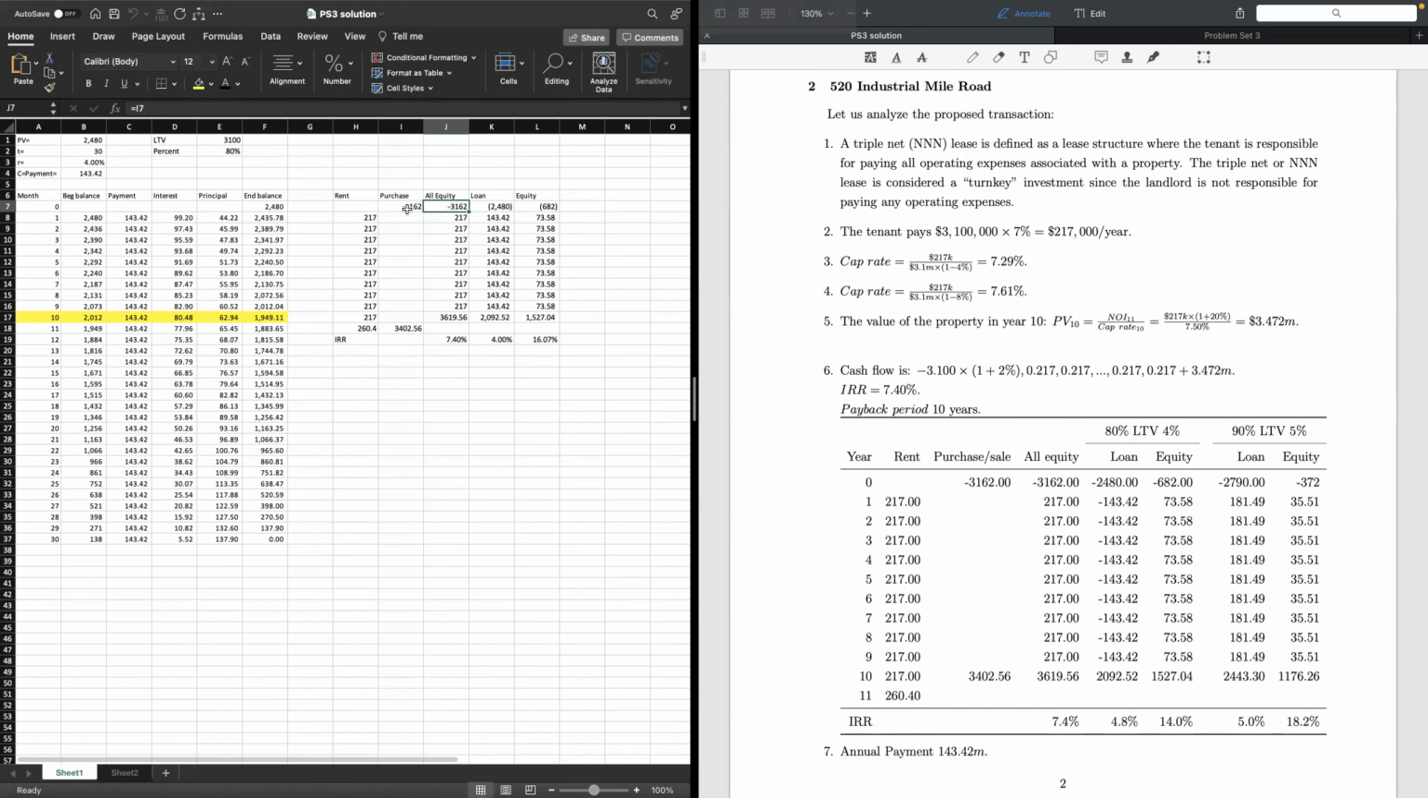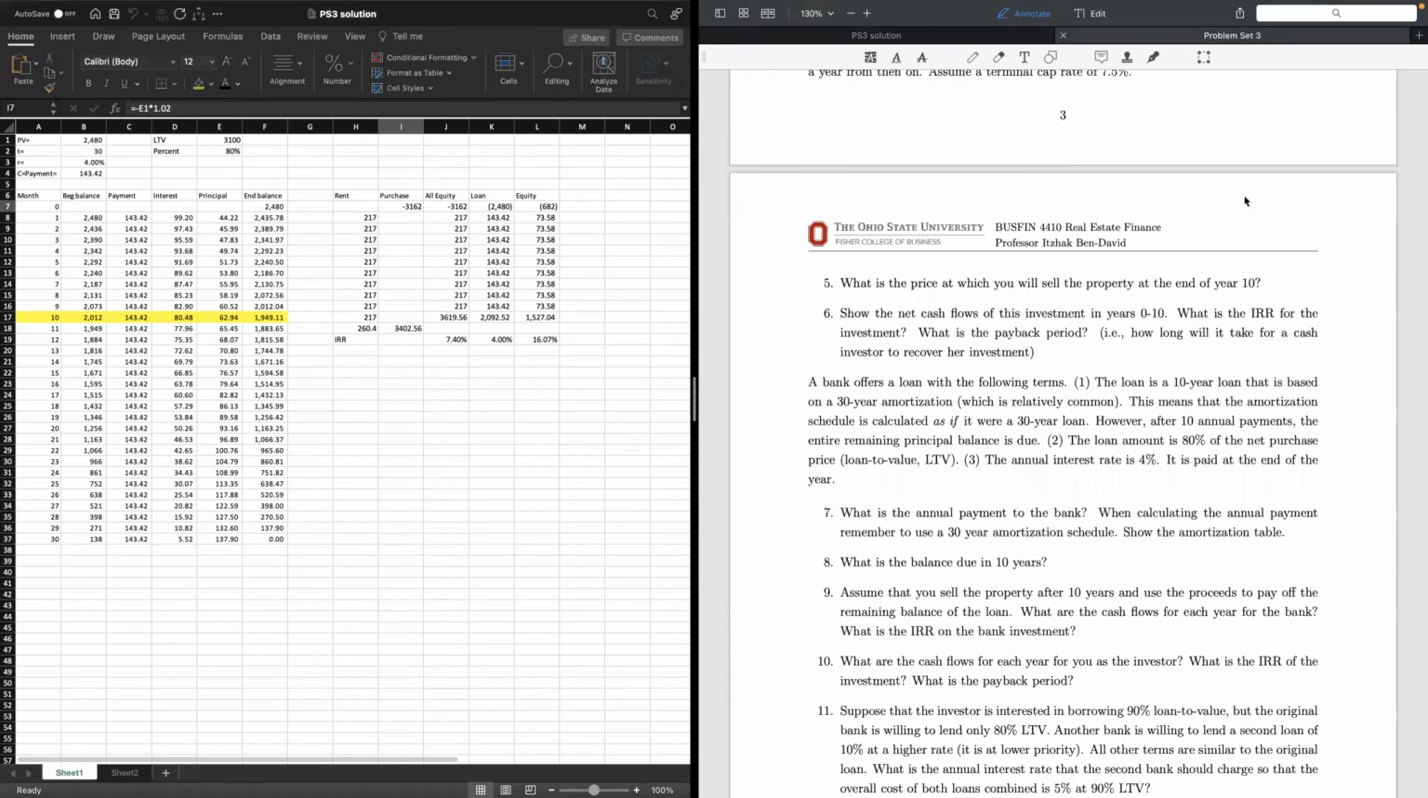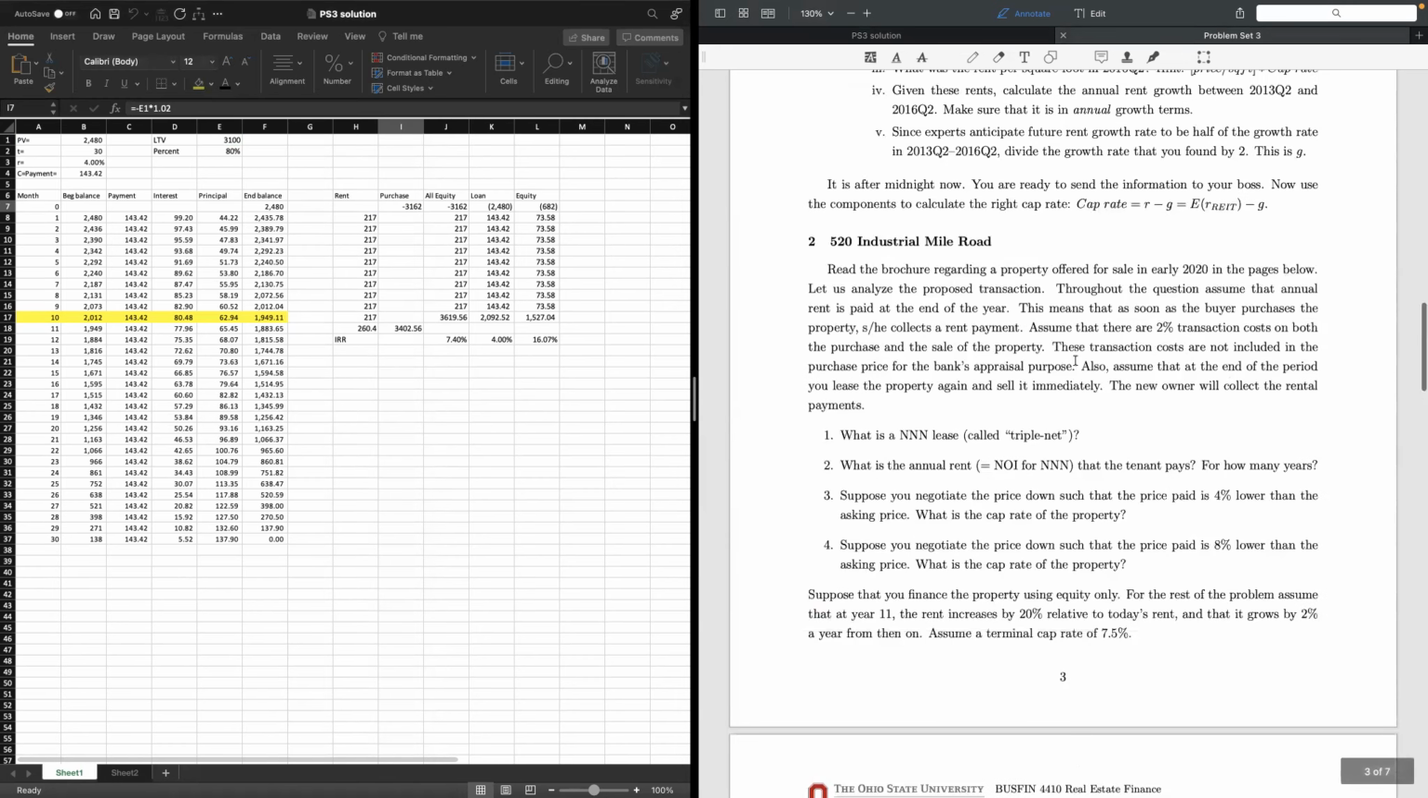This one equals the purchase price, which is here. What is it? It's the purchase price times 1.02 minus. Because I think you already realized there is a 2% transaction cost on both the purchase and the sale. So remember, this is called transaction costs.